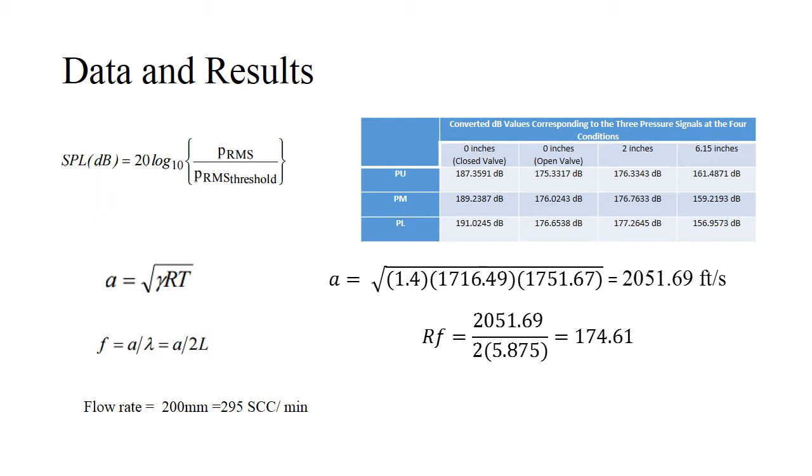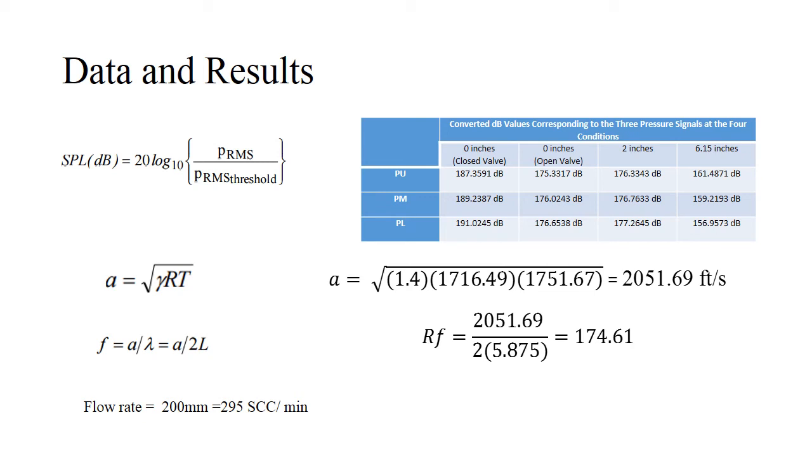Since the pressure data was recorded by the piezoelectric transducers in millivolts, I had to convert the data to decibels using the formula on the left, where the PRMS threshold is the threshold for human hearing, which is 2.9 times 10 to the negative 9 pounds per square inch. The converted values can be seen in the table on the top right, where PU is the upper pressure sensor, PM is the middle pressure sensor, and PL is the lower pressure sensor.